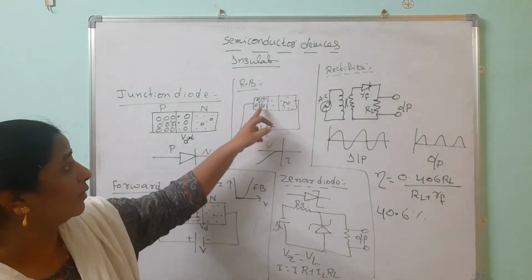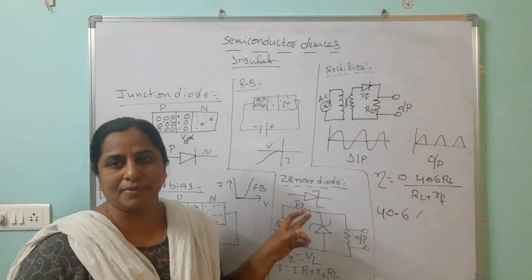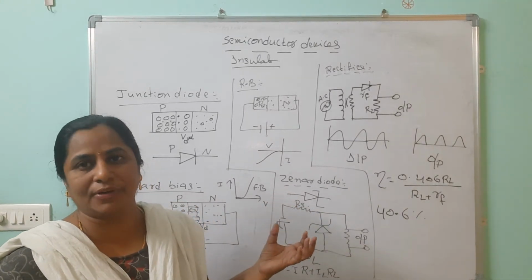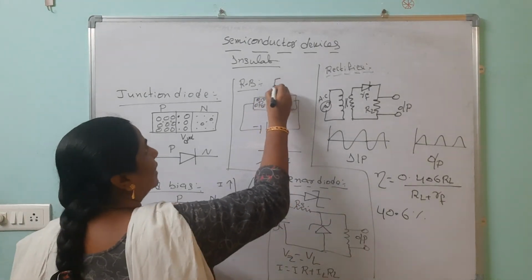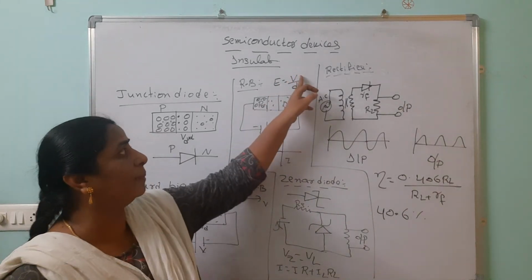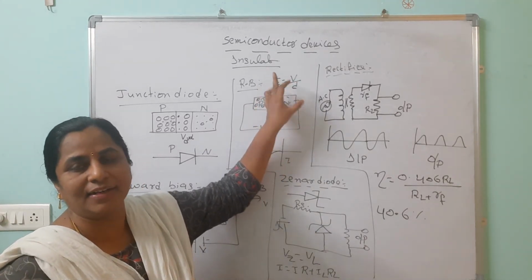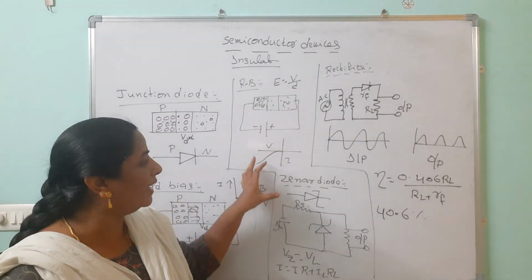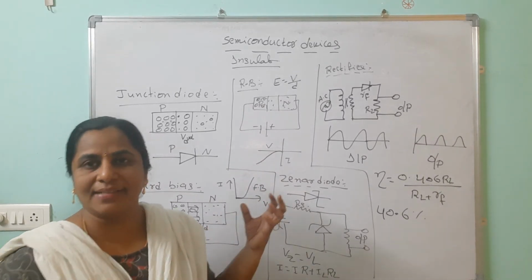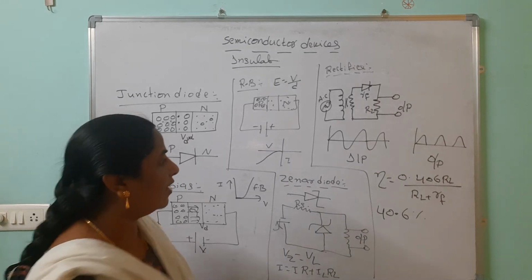And one more thing I want to say here: depletion layer is there, no? Here you can use the intensity and potential formula E equals V by d. With the help of this you can find out the depletion layer potential, its thickness, and the intensity of electric field. All these three terms we should apply and we can find out whatever is asked based on the given data. Then this is the efficiency of the half wave rectifier.